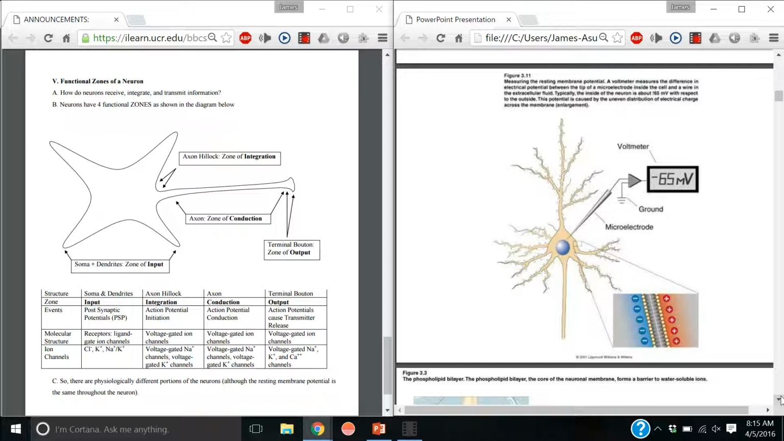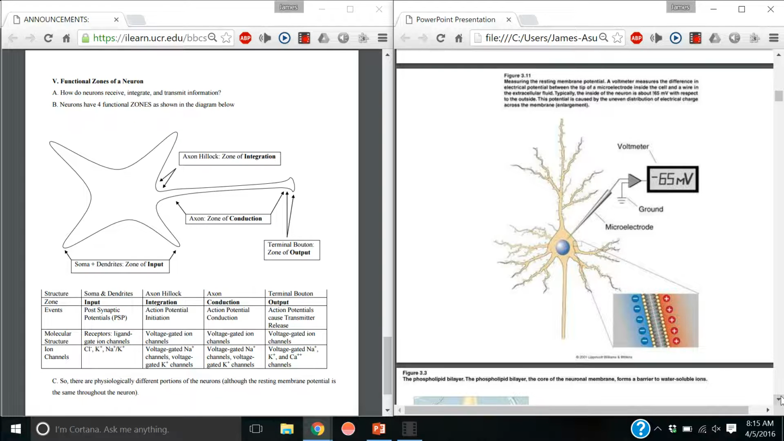And that's where the synaptic potentials traveling from the point of origin at the postsynaptic membrane, traveling along the membrane, reach the axon hillock. At the axon hillock, those synaptic potentials are integrated, and a decision is made at the axon hillock whether or not the neuron should generate an action potential. If so, that action potential is then conducted along the zone of conduction of the axon toward the presynaptic terminal, where, in the zone of output, transmitter is released.